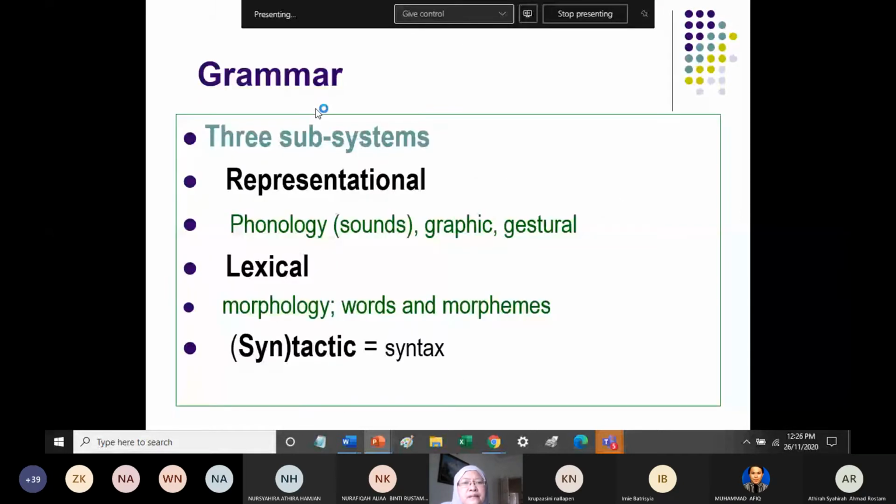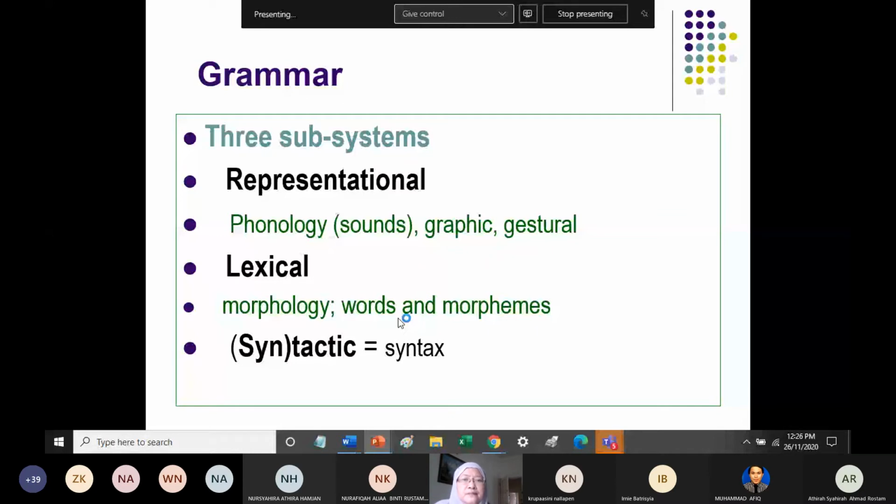So as we know, there are 3 subsystems of grammar. They are representational, phonology, graphic, gestural. This one we have not studied. I hope Dr. Badrul Zaman will do it, phonetics and phonology. And then we have lexical, which is morphology, and syntactic.